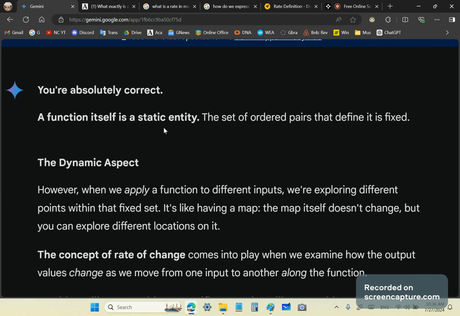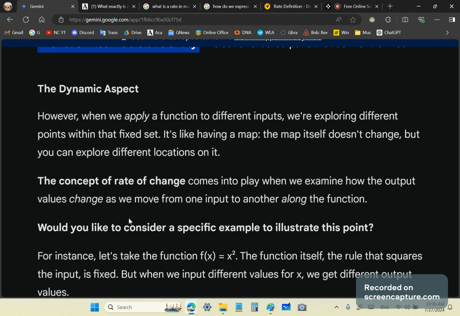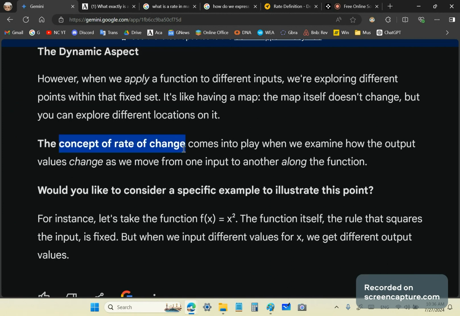as GPT, I'm sorry, as BARD. I've been saying GPT, but this is BARD. As BARD's response says, a function itself is a static entity, and the set of ordered pairs that define it is fixed. But then again, it tries once again to define the concept of the rate of change.